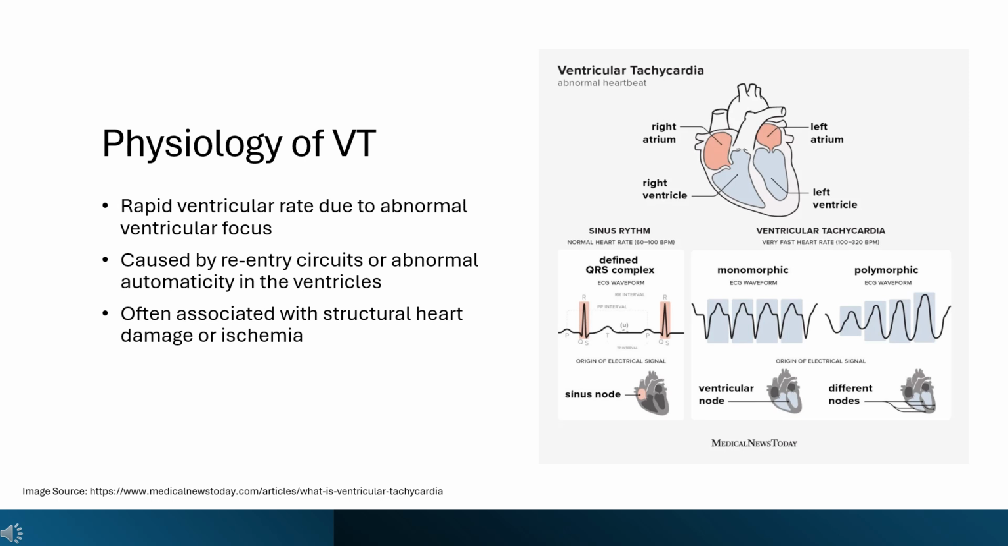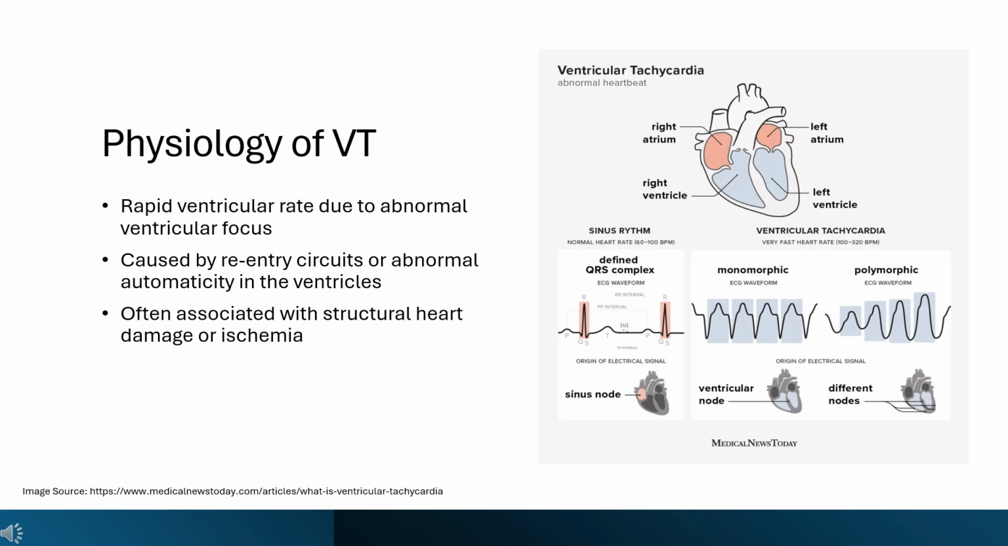There are two primary mechanisms that lead to VT: re-entry circuits and abnormal automaticity. A re-entry circuit occurs when an electrical impulse continues to travel in a loop within the heart tissue. This can happen when there is a block or delay in one part of the conduction pathway, allowing the impulse to re-enter and repeatedly stimulate the heart muscle. This looping impulse can cause the ventricles to contract prematurely and rapidly, leading to VT. Re-entry circuits are often seen in patients with scar tissue from previous myocardial infarctions or other forms of structural heart disease.